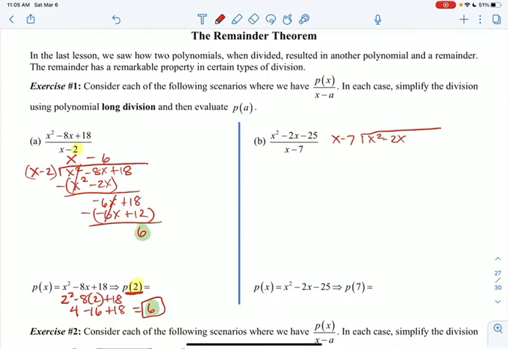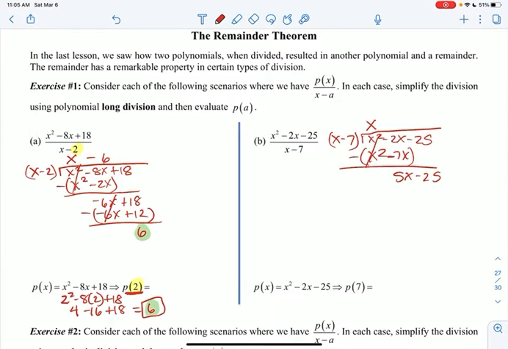So I'm taking x squared minus 2x minus 25, and I'm dividing by x minus 7. So x goes into x squared x times. X times x is x squared. X times negative 7 is negative 7x. But then I need to subtract that. Negative 2x minus negative 7x is 5x. Bring down the negative 25.